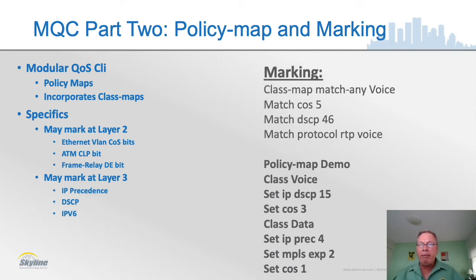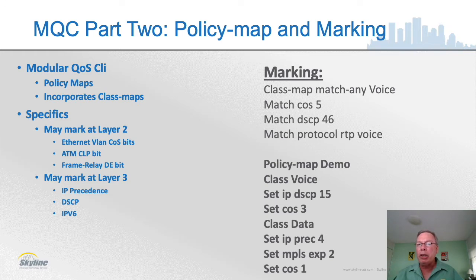For marking, we have a class map for voice, right? And it's matching on CoS. That's layer 2 marking in the VLAN tag. It's matching on layer 3 marking. And it could even use a tool called NBAR, Network-Based Application Recognition, to recognize the actual protocol. And in the policy map, we can say, I want to mark or remark traffic the way I want to.